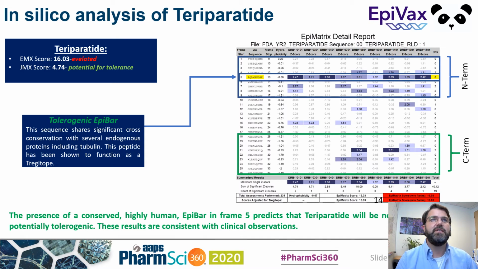So there's significant cross-conservation of the T cell receptor facing amino acids of this peptide in teriparatide with human parathyroid hormone, as you would expect, but also with tubulin, a protein that's very prevalent and makes up the cytoskeleton in all of our cells. So the presence of this highly conserved, highly human epi bar in frame 5 predicts that teriparatide will be potentially tolerogenic and not immunogenic, and this is consistent with the clinical observations of only about 3% of patients developing anti-drug antibodies.